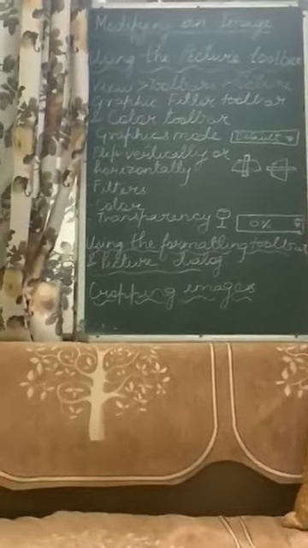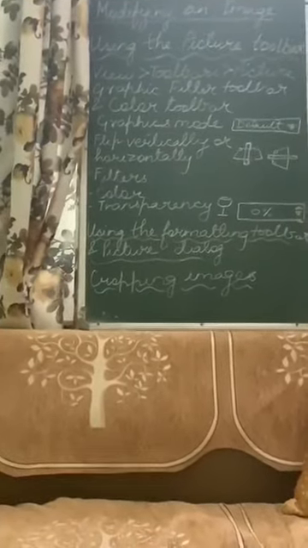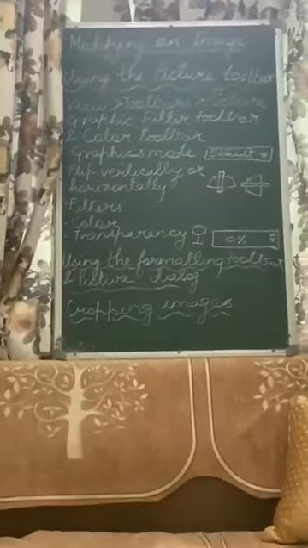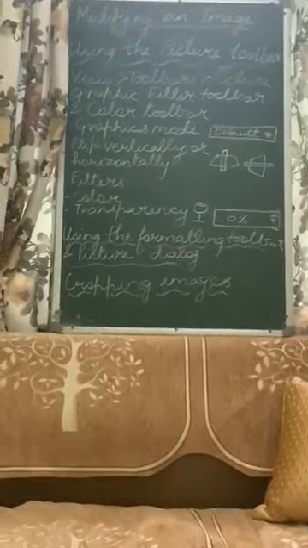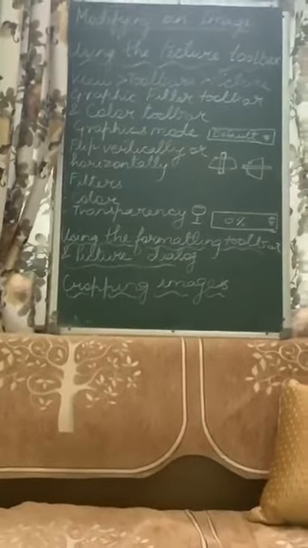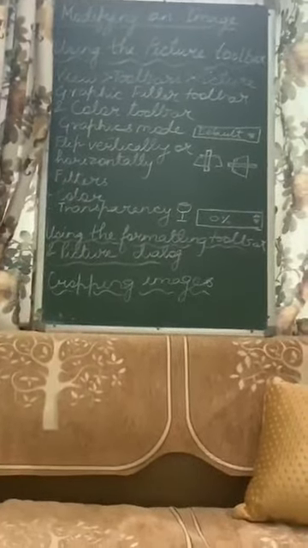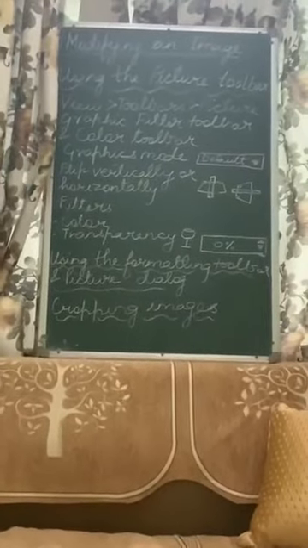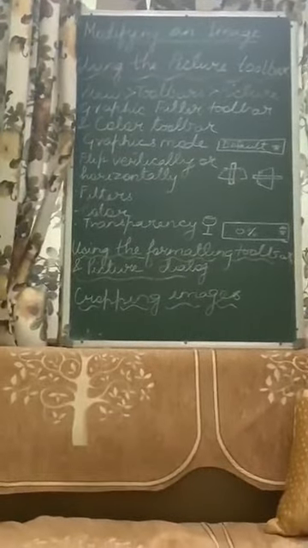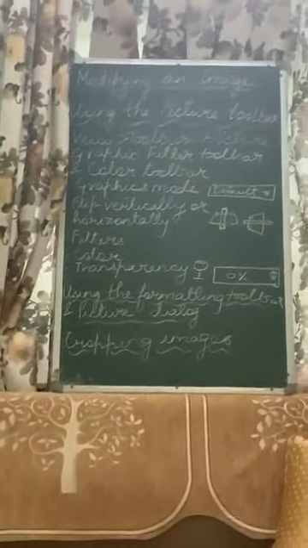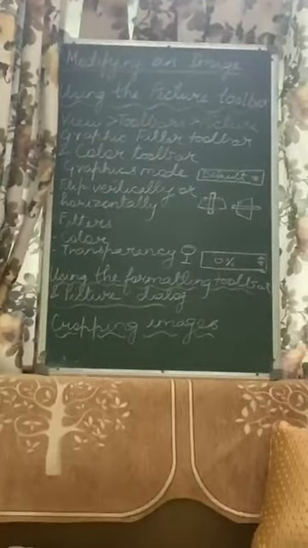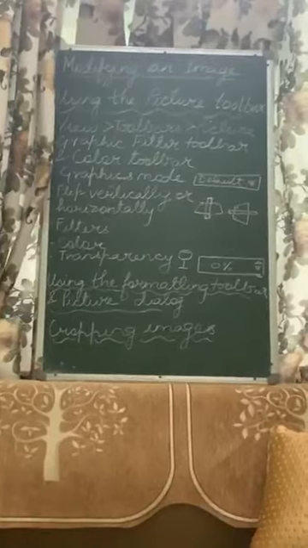So basically these are the various ways to modify an image. The first one was using the picture toolbar. The next one is using the formatting toolbar, in which you just right click the picture and click on the option picture, and you get a complete dialog box with various options. And the next one was cropping the image. So children, this is how you can modify an image in the OpenOffice.org Base application by inserting an image and then making changes to it.